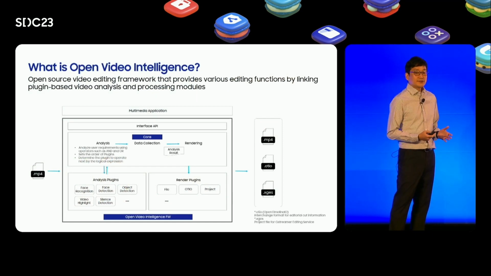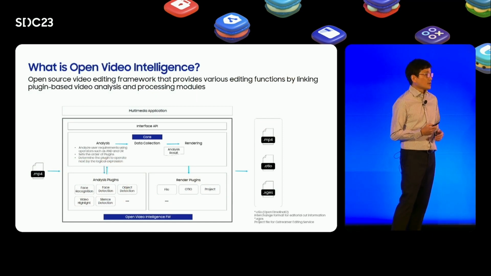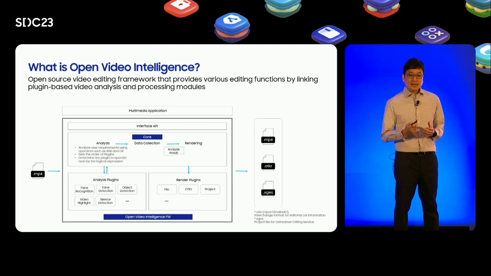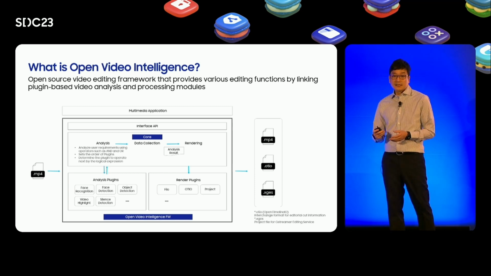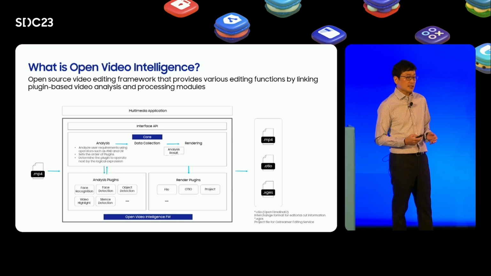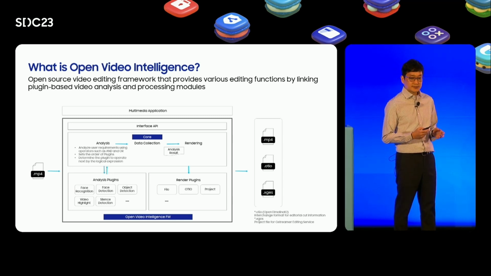Now let's dive into the core of our topic, Open Video Intelligence, or OVI for short. OVI is an open source video editing framework designed to simplify and accelerate the video editing process. It accomplishes this by connecting plugin-based video analysis and processing modules.